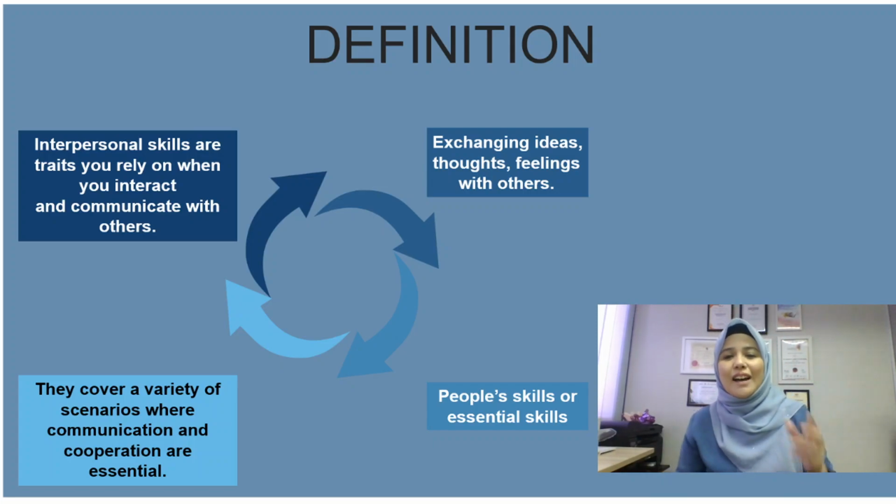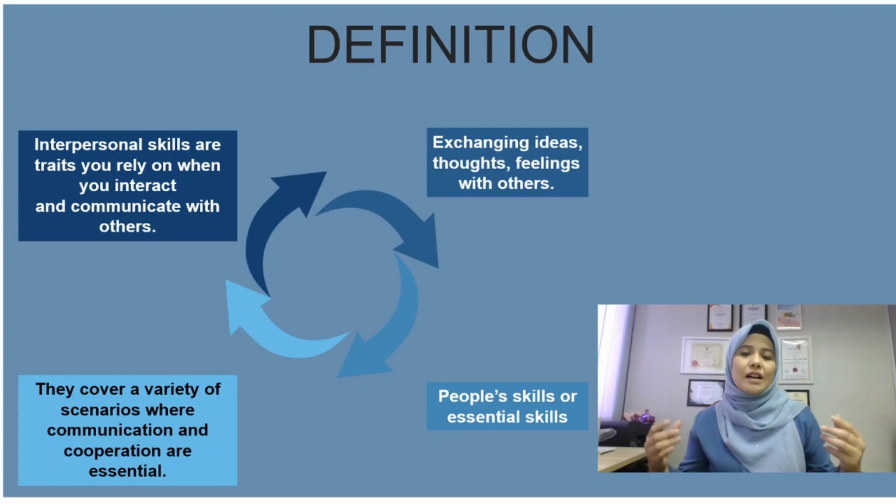So in our life, we are all human beings that are interconnected with one another. We also call it people skills, and it is very essential because it is unavoidable, just like in my previous video where I talked about the principles of interpersonal skill. It is unavoidable. And interpersonal skill covers a variety of scenarios where communication and cooperation are essential.